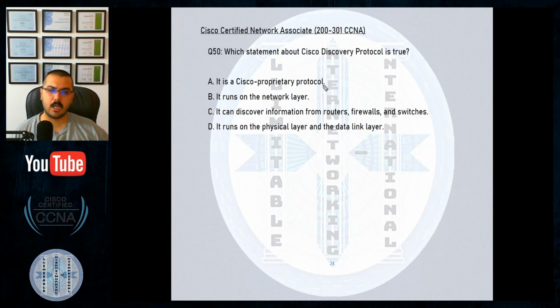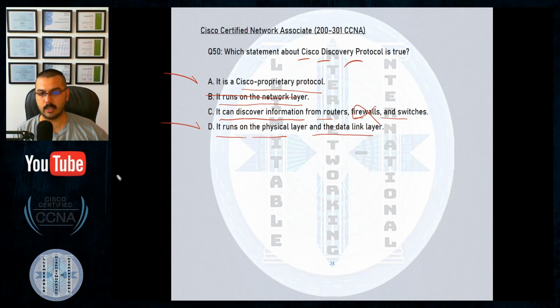50. Which statement about CDP is true? It's a Cisco proprietary protocol. Yes, that's correct. It runs on the network layer? No. Layer 2, data link. It can discover information from routers, firewalls, and switches. I don't believe firewalls will be so friendly with that. It runs on the physical and data link layer. Yes, it provides a lot of information regarding those two layers. So A and D will be correct.